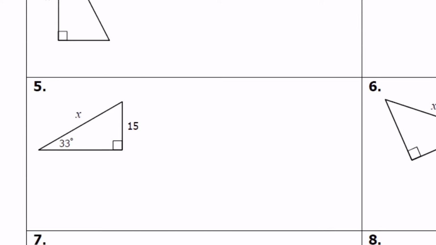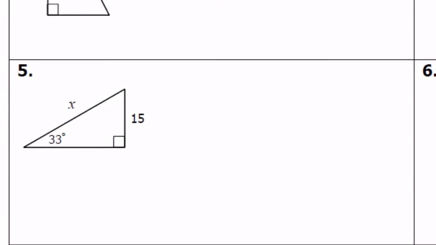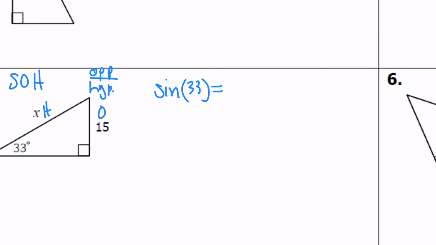All right, so I'm going to skip number 3. I want to look at number 5. Again, I have to look at what sides I am given. I am given my opposite and my hypotenuse. So I'm going to be using my sine function again, which is my opposite over my hypotenuse. So that means the sine of 33 is equal to 15 over x.